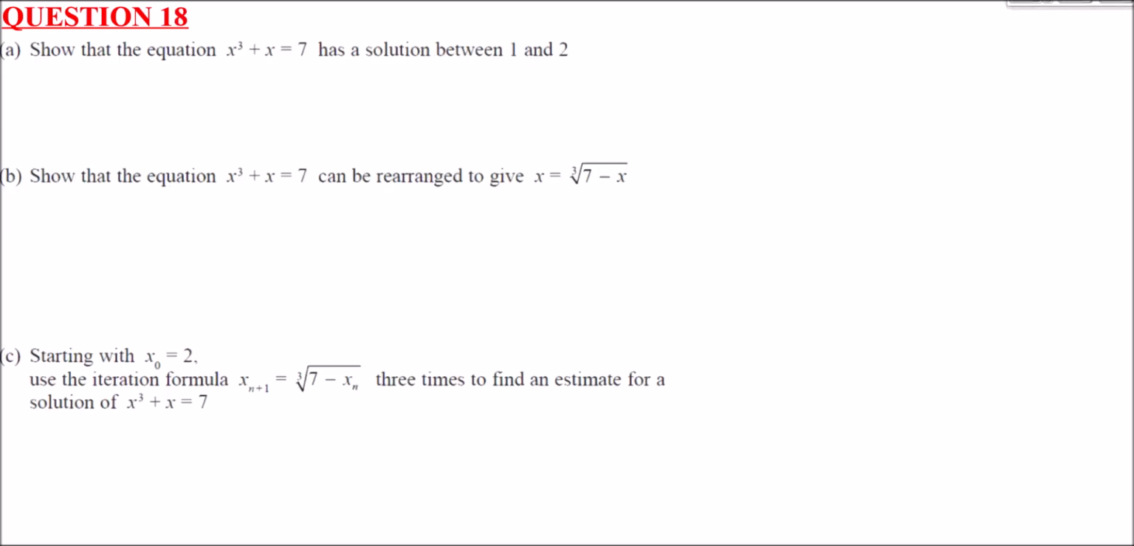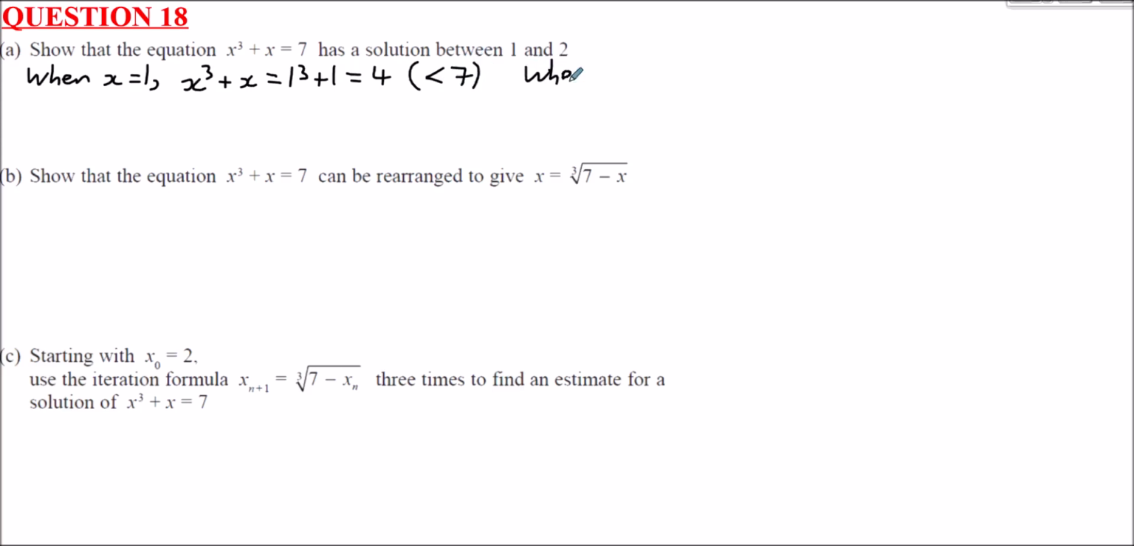Question 18. Show that the equation x cubed plus x equals 7 has a solution between 1 and 2. Well, what we do here is we sub in when x is 1 and when x is 2. So when x is 1, x cubed plus x equals 1 cubed plus 1, which is 2, which is obviously less than 7.